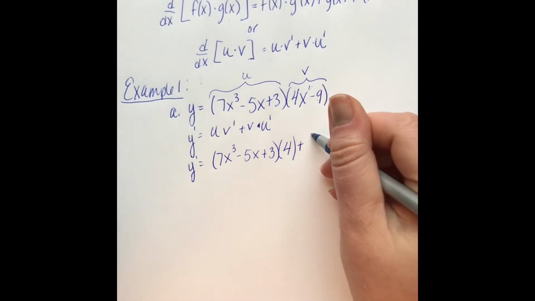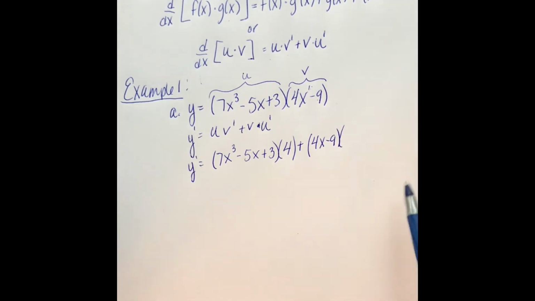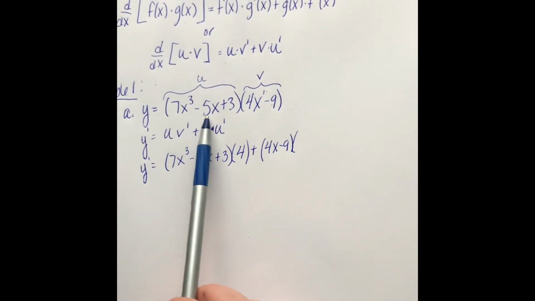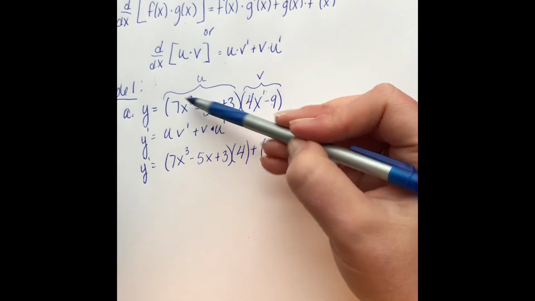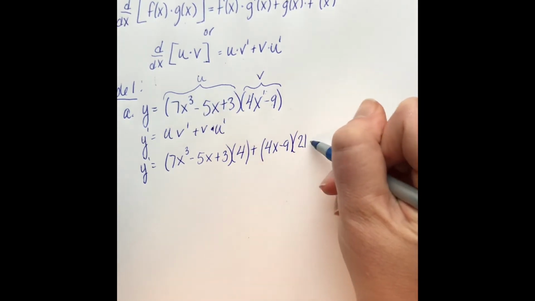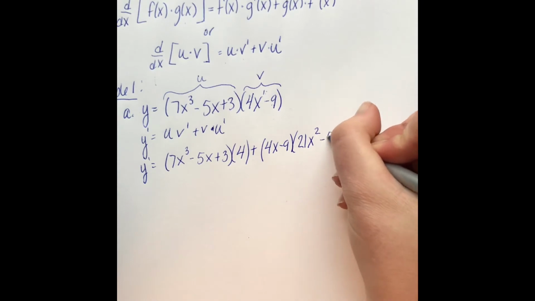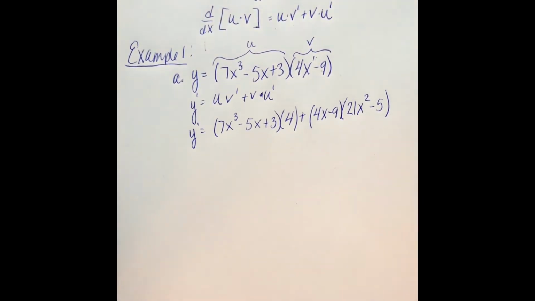Plus the second term, 4x minus 9, times the derivative of the first thing. So what is the derivative of 7x cubed minus 5x plus 3? Again, you're going to use the power rule. 3 times 7 is 21. x, 1 less than 3 is 2. Minus 5, and then there you go. So now you have done all of the hard work using the product rule. Now all that's left is to do FOIL and the distributive property.